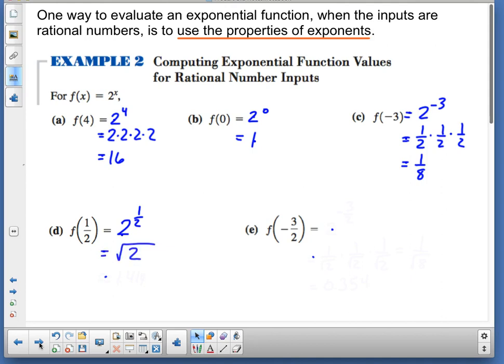So I popped that in, I got the square root of 2. If you put it in your calculator, some people will go through, and again, this is to 3 digits, 1.414.